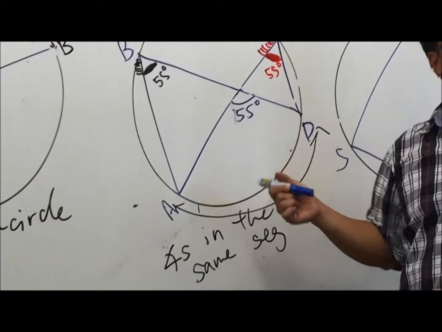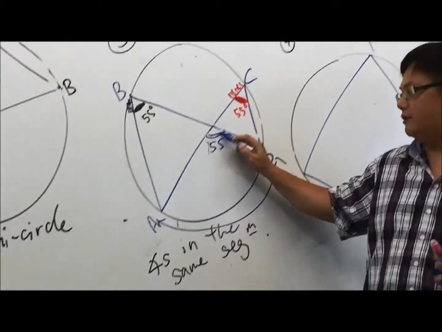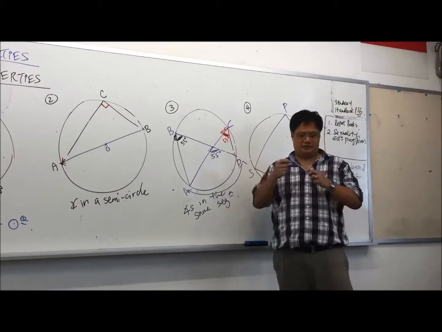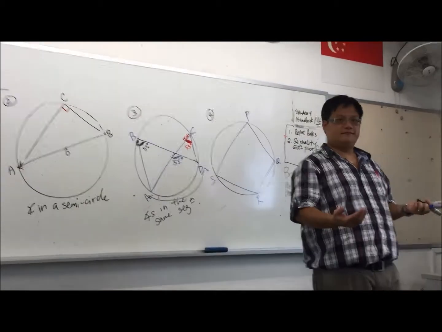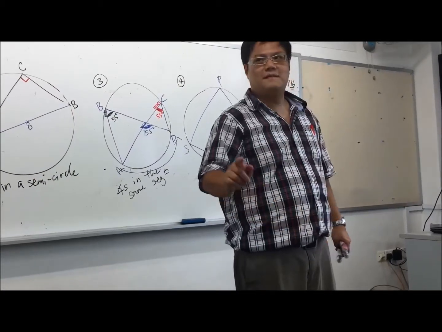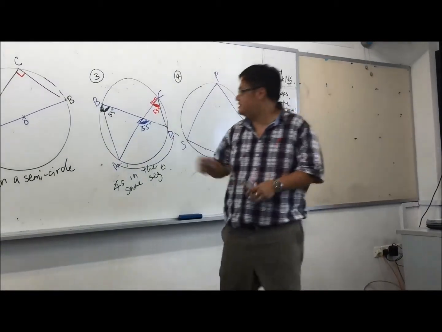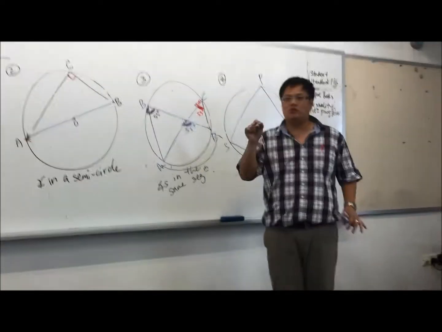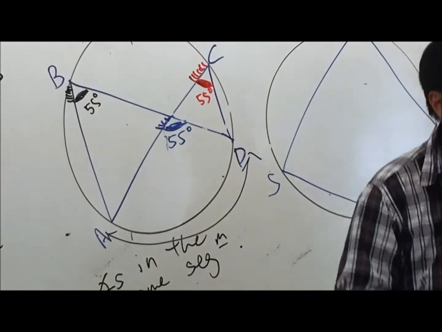Is this angle 55 degrees, since it is also an angle that is looking at the same arc? What do you all think? Nicole, what do you think? No. Why not? Because it's not touching the... Very good. Because this angle here is not touching the circle. It's not on the circumference of the circle.